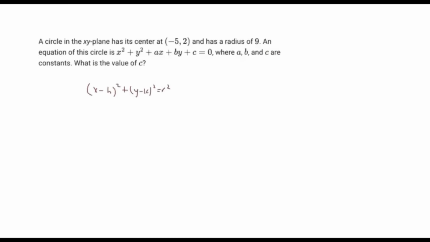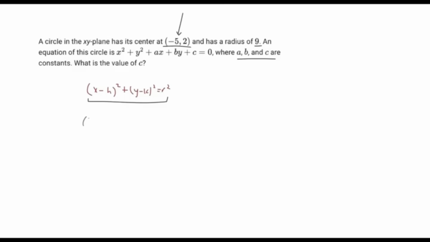All right, so the next problem says a circle in the xy plane has a center at the coordinates -5, 2, and has a radius of 9. The equation of the circle is x squared plus y squared plus ax plus by plus c equals 0, where a, b, and c are constants. What is the value of c? All right, so the thing here is we've drawn out what we have, the standard form for a circle, right? And so what we have are these center coordinates, and we know the center coordinates correspond with h and k respectively in this equation. And we also know the radius, so we can just plug these numbers in.